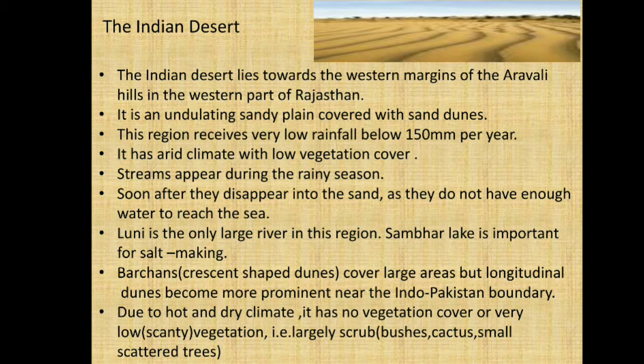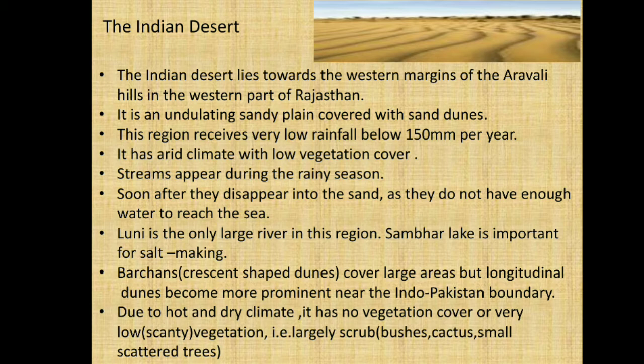Streams appear during the rainy season. Soon after, they disappear into the sand as they do not have enough water to reach the sea. Luni is the only large river in this region and Sambhar Lake is important for salt making. Barchans, the crescent-shaped dunes, cover large areas, but longitudinal dunes become more prominent near the Indo-Pakistan boundary.